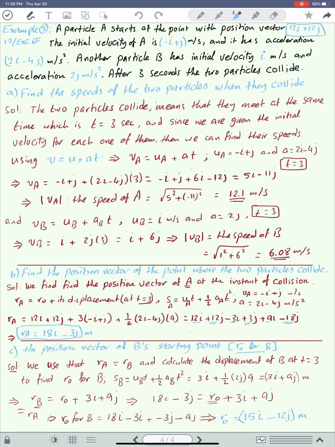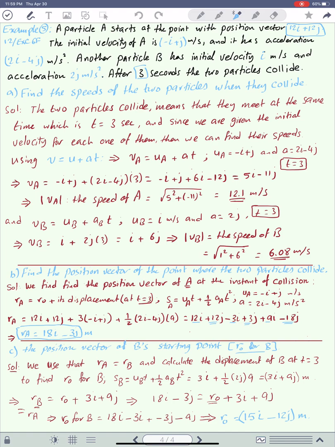After 3 seconds, the two particles collide, they meet. Part A, find the speeds of the two particles when they collide. What do you mean by the particles collide? It means they meet at the same time, which is 3 seconds. It's the idea in this question. Good. So we know the time, 3 seconds.